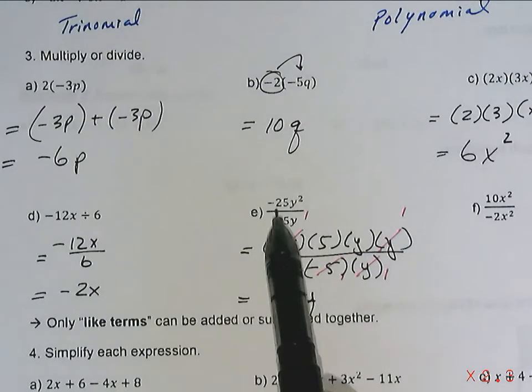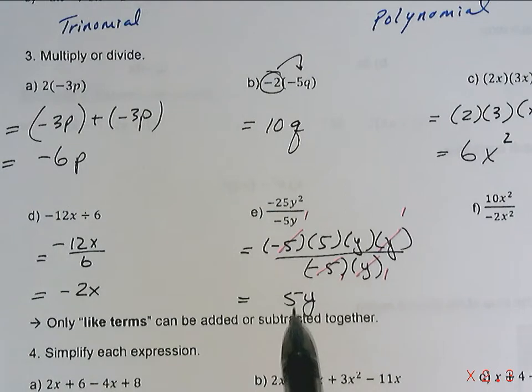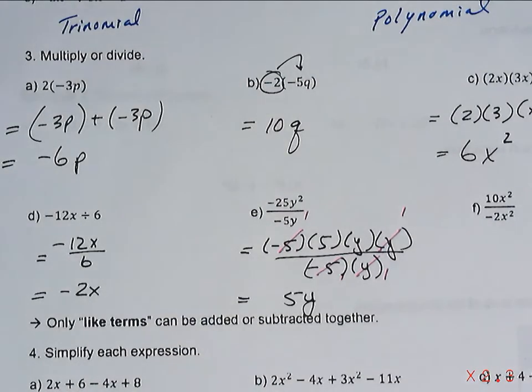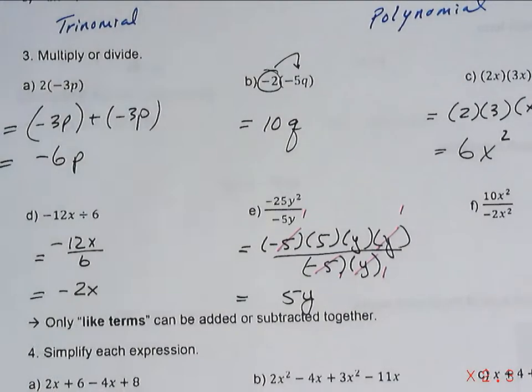So when I do this question, what I'm thinking is 25 divided by 5 is 5. Negative divided by negative is a positive. Y squared over top of y, well, if I have a y times y on top divided by a y, they're going to cancel, leaving me with a y on top. And that's the way that works.